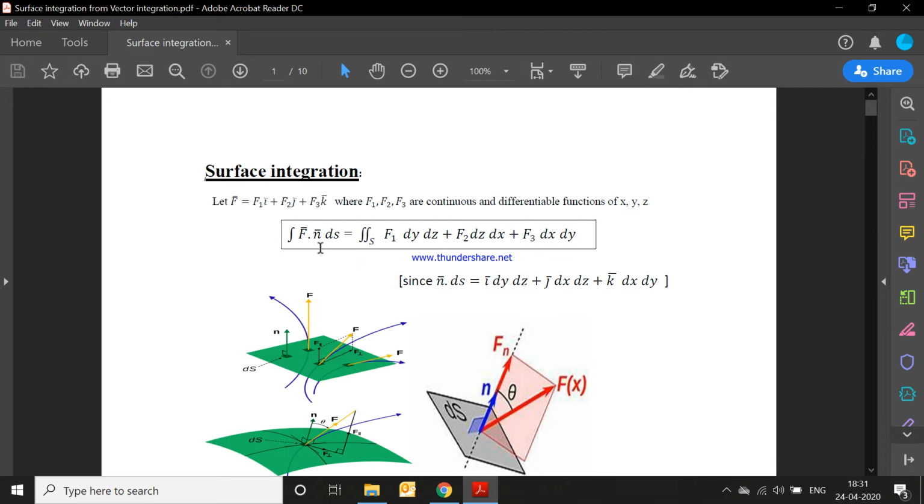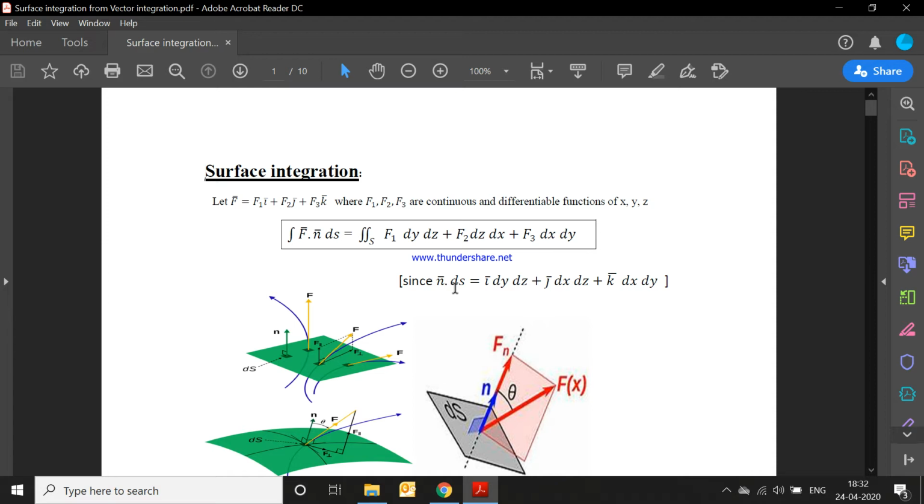The formula for the surface integration is integral f bar dot n bar ds is equal to double integral over S of f1 dy dz plus f2 dz dx plus f3 dx dy. Here the surface integration is found by using double integration, because the surface integration depends on the projections. Projections are on two planes only, so that's why we can use second order, meaning double integration.